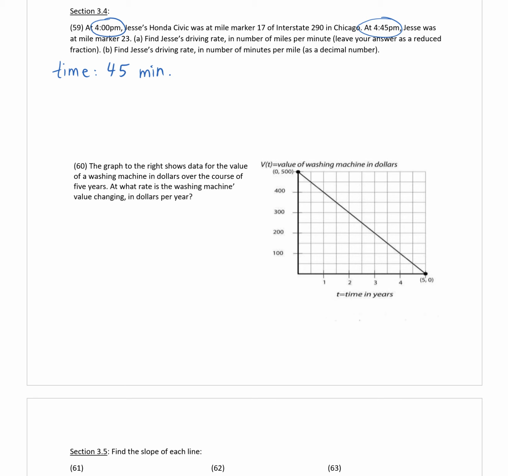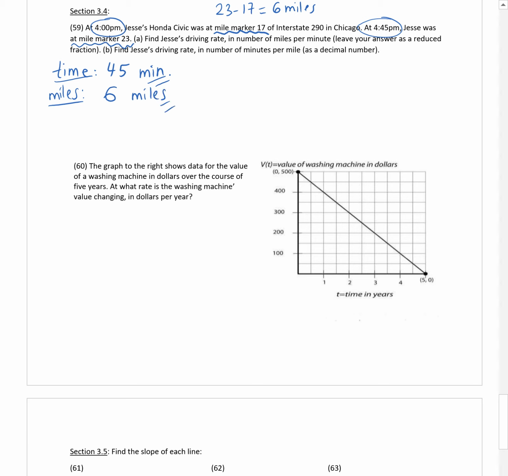Driving rate in number of miles per minute. So I've got time already, minutes. How about miles, though? So how are we going to find out how many miles they drove? Well, they started at mile marker number 17, and then they hit mile marker number 23. How many miles is that? You take 23 and subtract 17, that's 6 miles. Because if they went from mile 17 to mile 23, that's 6 miles in between. All right, I think we got it.